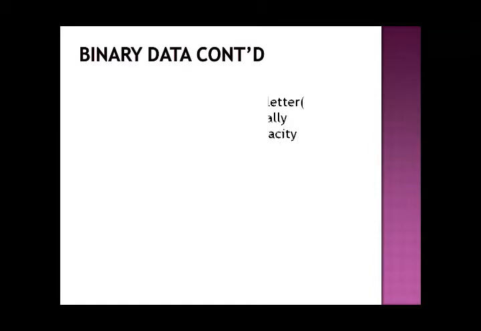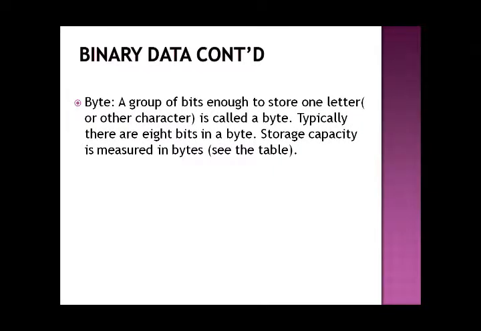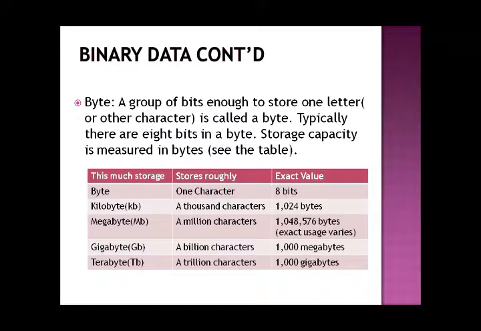Binary data continued. A group of bits enough to store one letter or other character is called a byte. Typically, there are 8 bits in a byte. Storage capacity is measured in bytes. See the table below. This is how computer data is measured, and this is roughly how much each unit stores, with an exact value.